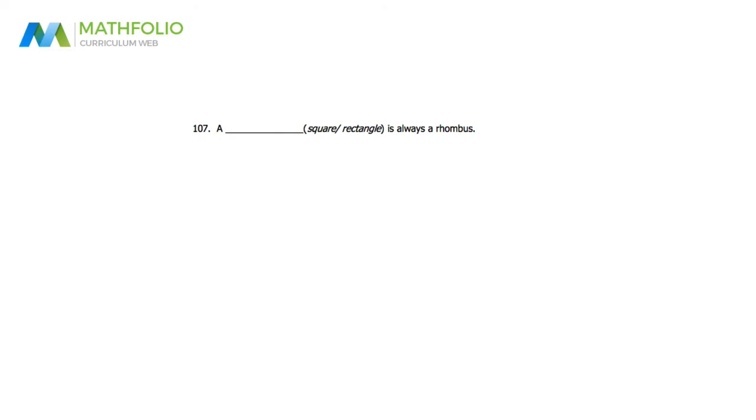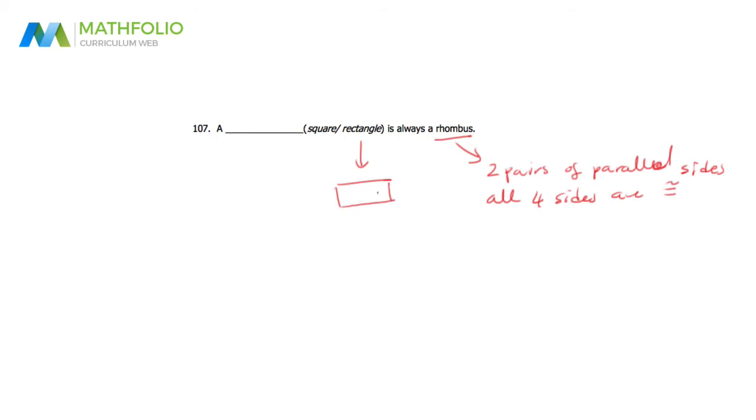107, right here, a blank is always a rhombus. Well, a rhombus, let's think what it is. It has two pairs of parallel sides, and also all four sides are congruent. So a rectangle, the four sides do not have to be congruent, only two of these.